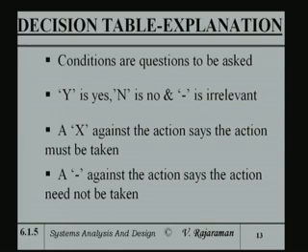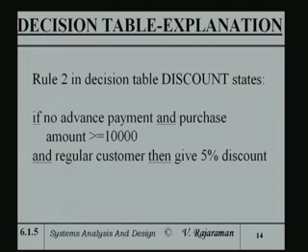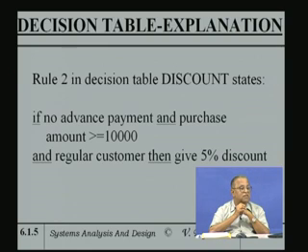So, rule 2, as I said, I already explained, of the decision table discount states if no advance payment and purchase amount is greater than or equal to 10,000 and regular customer, then give 5% discount.